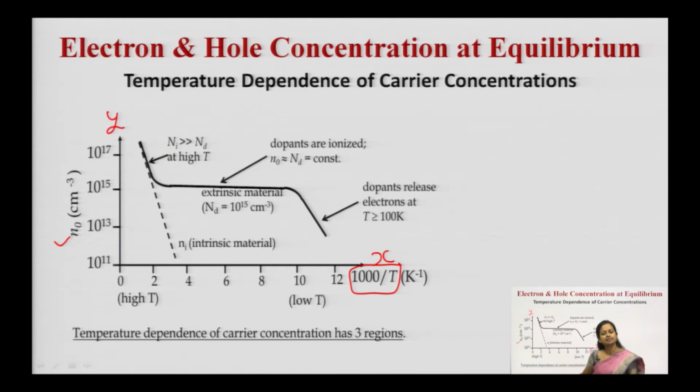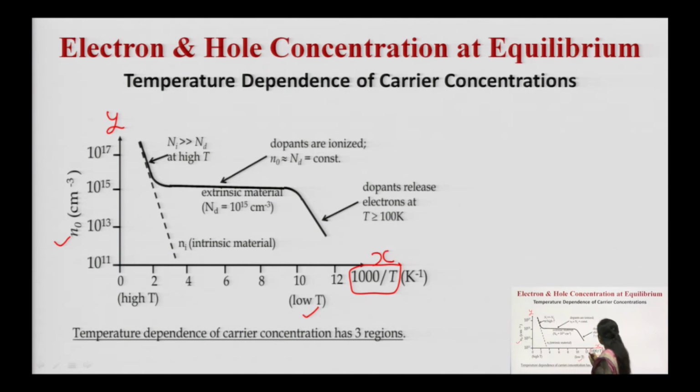Here T is in the denominator, which means when T is high, the overall term will be low, and when T is low, the overall term will be high, and vice versa. So, for low values of T, it will give you high values on the x axis, towards the right. For high values of T, the overall term 1000 upon T will be relatively less, which means we are going to plot for values close to the origin. Here you can observe what will happen if dopants are added.